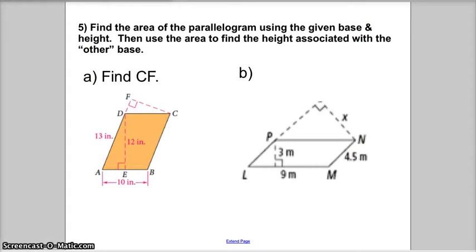All right, these are the ones that seem to stump my students every year, so read the directions. I tried to put the steps in there. It says find the area of the parallelogram using the given base and height. So if you notice, you have a given height and you have a given base. So the area of this particular shape is 10 times 12, so it's 120.